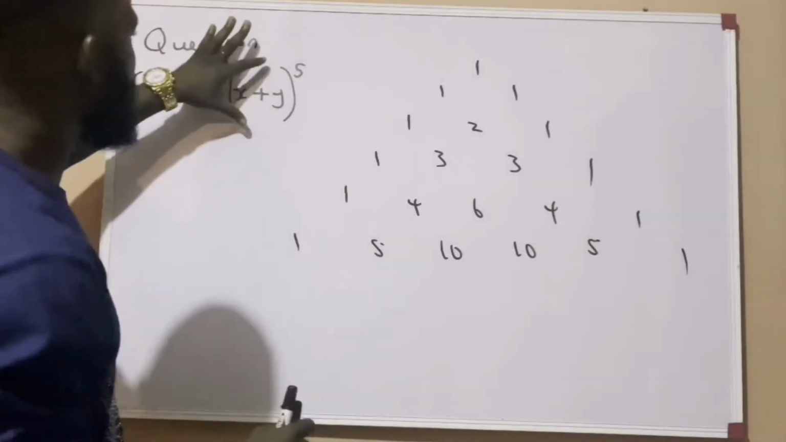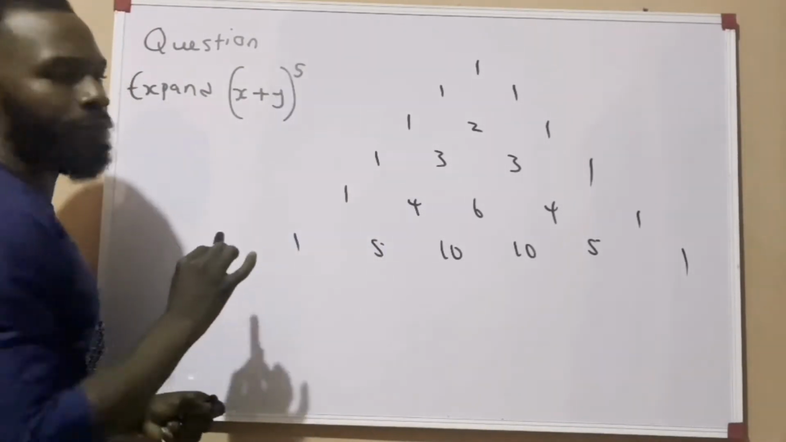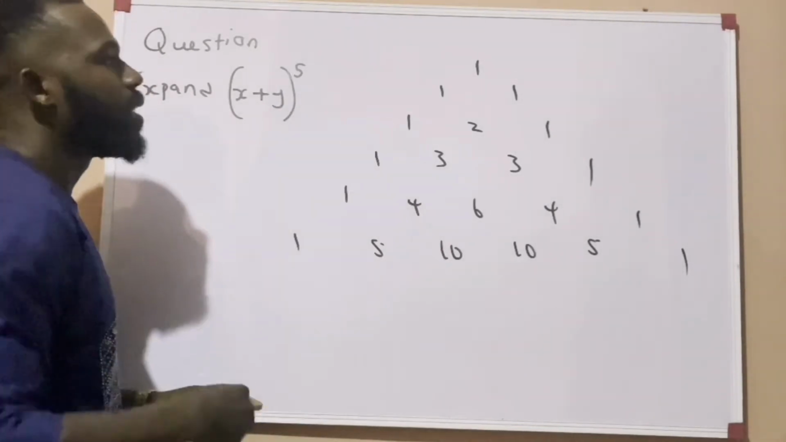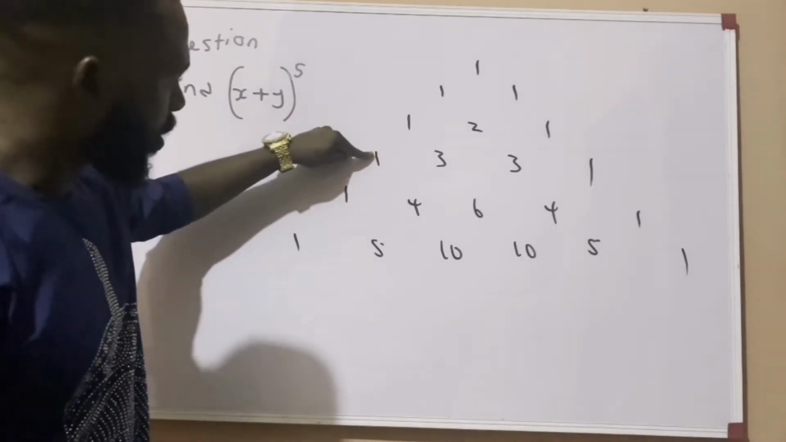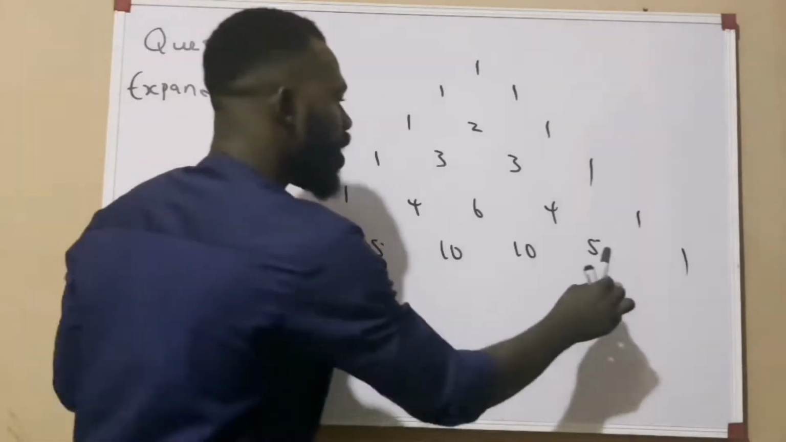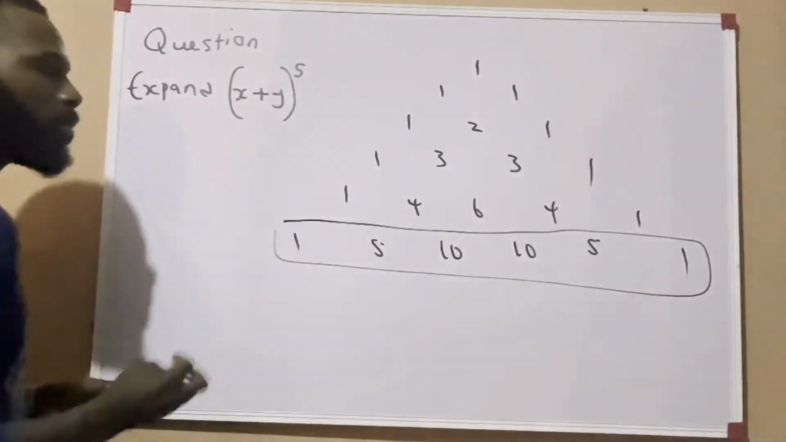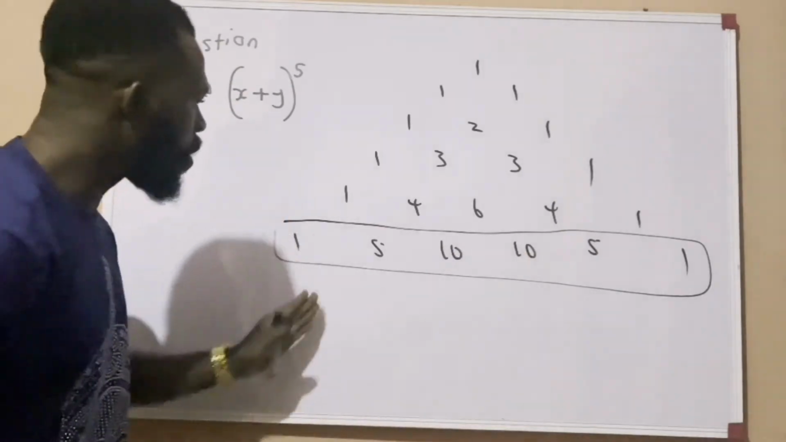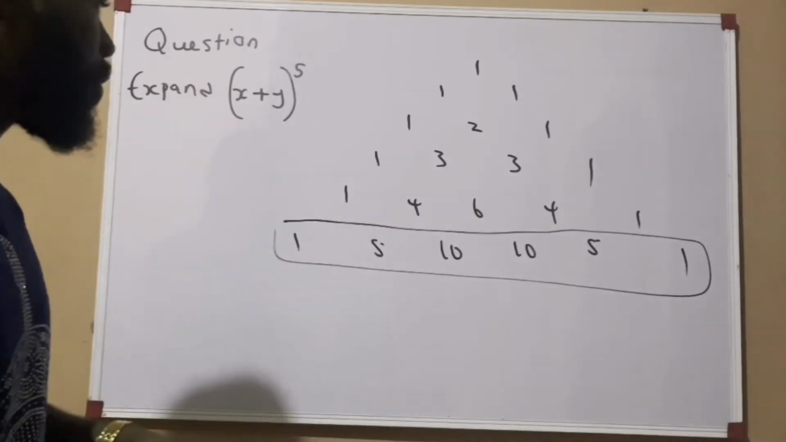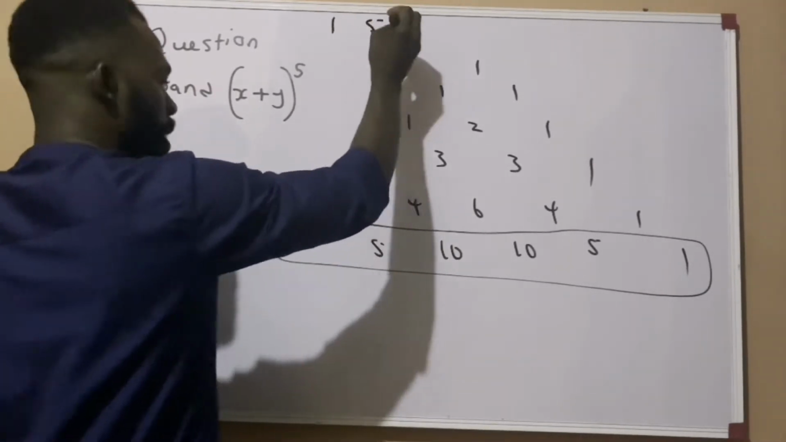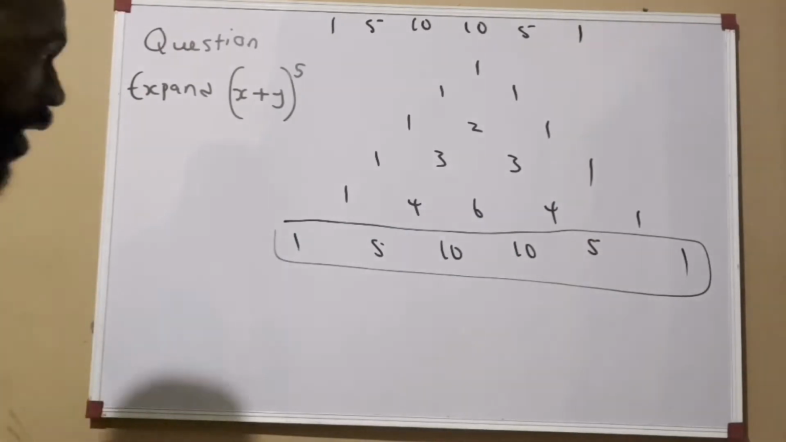This is what you do when you want to expand this. First of all, you take a look at the exponent, which is the power. My power here is 5, so I have to count to where I have 5 here. The first one is 0, this is 1, this is 2, this is 3, this is 4, and this is 5. So if we are to expand this, we are going to be using these as our coefficients: 1, 5, 10, 10, 5, and 1. Now let me wipe the board and we can start solving.